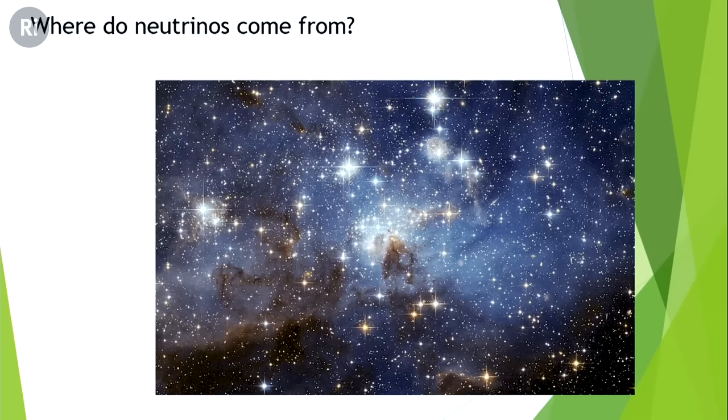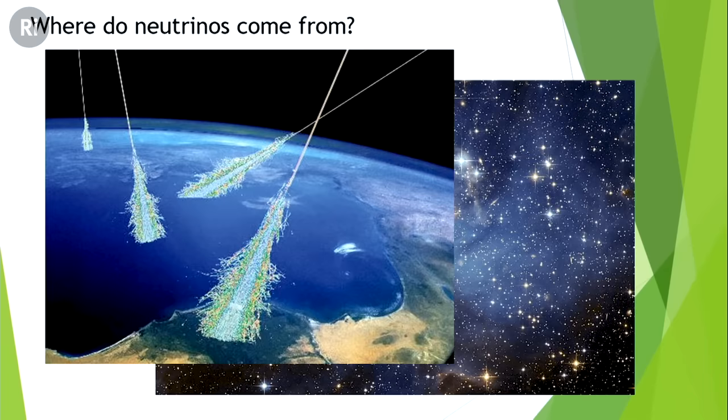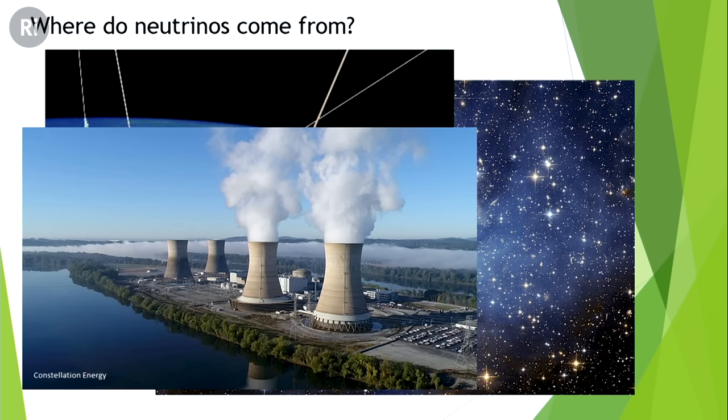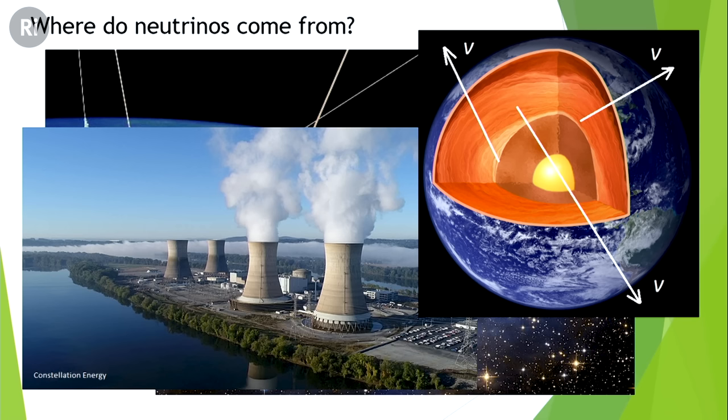So another obvious question is, where do neutrinos come from? Most of the neutrinos you're experiencing right now in the universe come from stars, including our sun. Another source of neutrinos is high-energy particles raining down from space. They're typically protons. We often don't know where they come from. And when they hit the atmosphere, they cause a huge shower of particles, and a lot of that shower is neutrinos. They're also produced artificially in things like nuclear reactors.